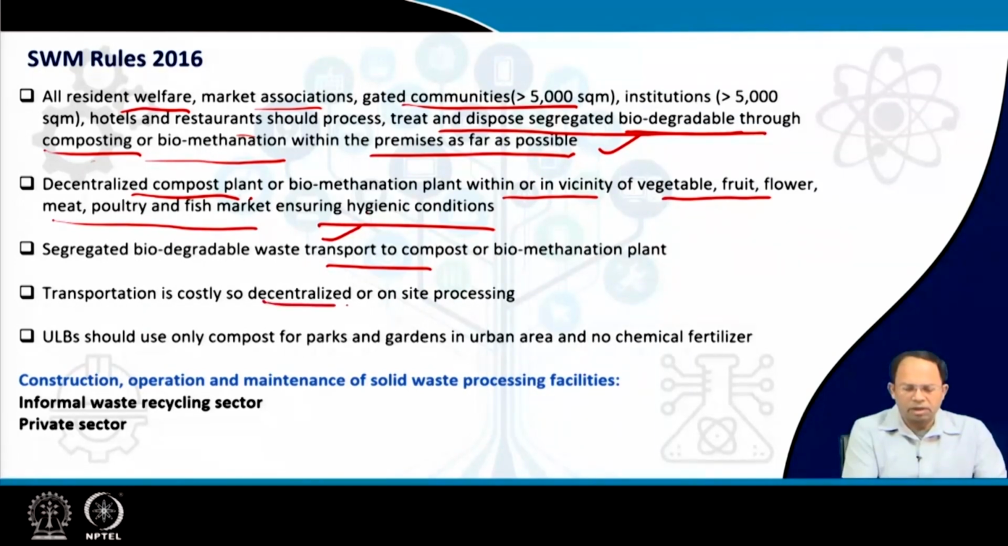So definitely if I go for decentralized or on-site processing of biodegradable waste to make it compost, obviously we will save on the transportation cost. Why? Because after composting, the volume of the organic waste reduces a significant amount. It reaches around 15 to 20% of the actual volume of the waste. And of course, you will require smaller vehicles to transport it, and it is transported directly for marketing to the distributors and so on, so it should be taken out of the ULB's jurisdiction.